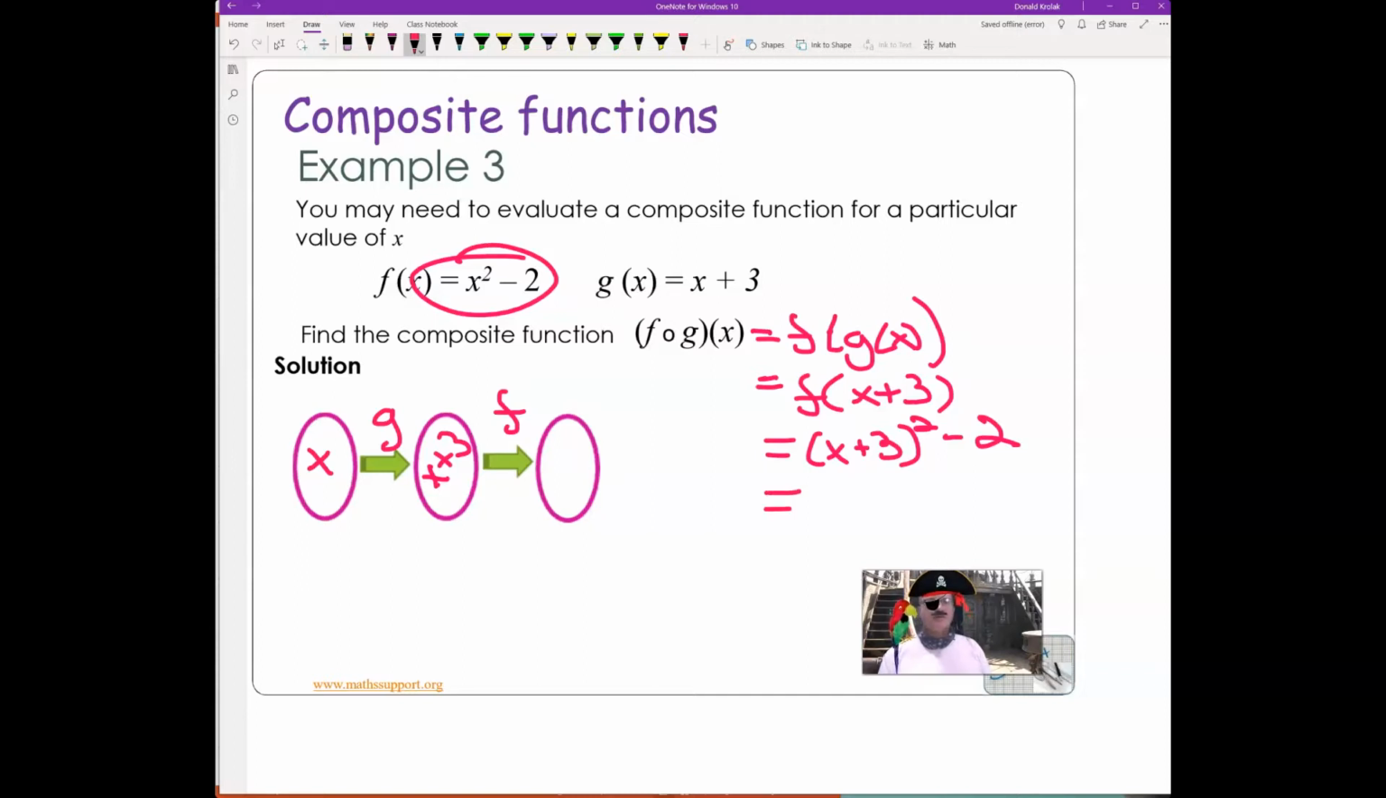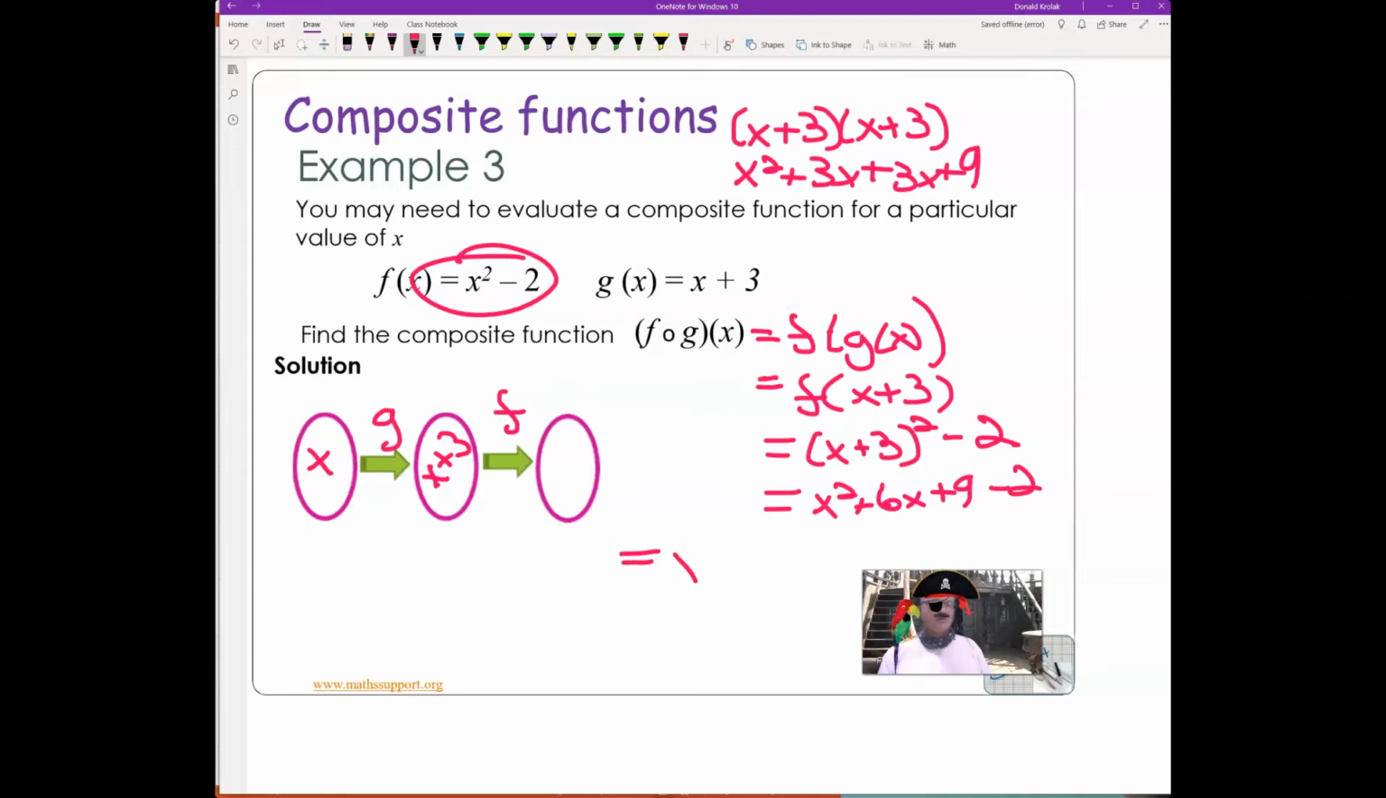Alright, simplify that. So we've got x plus 3 squared, which is x plus 3 times x plus 3. So that's x squared plus 3x plus 3x plus 9. So that's going to be x squared plus 6x plus 9. Take away 2 for a grand total of x squared plus 6x plus 7. There we go. And there is your composite.